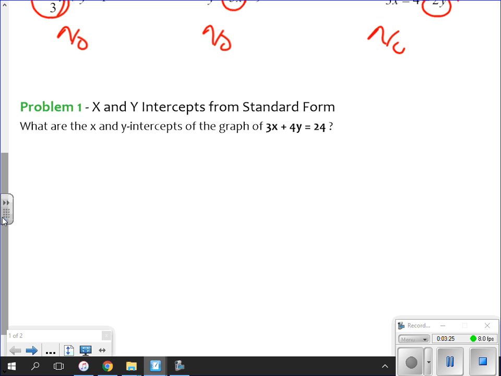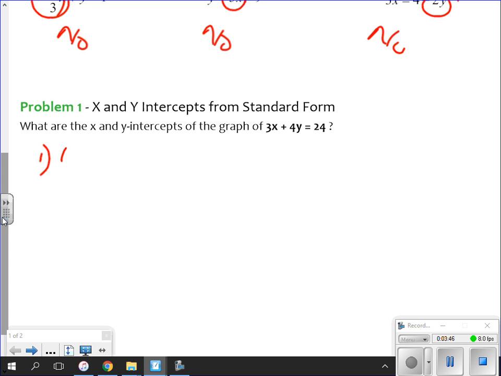Problem number one, x and y intercepts in standard form. This is actually fairly easy. And this is how we're going to graph. We're going to graph again a little bit later, but you want to find your x-intercept and your y-intercept. Where does that line cross the x-axis? Where does that line cross the y-axis? It's a two-step problem. It's really very easy.